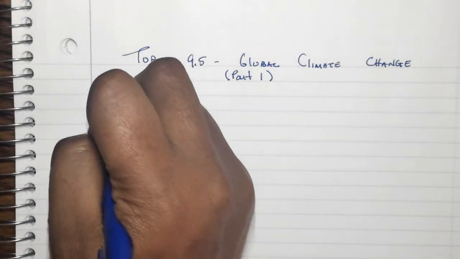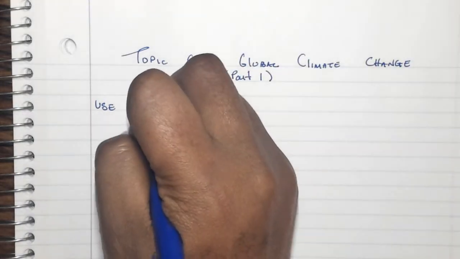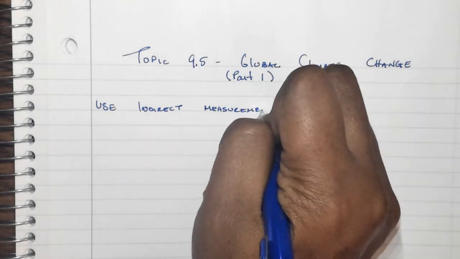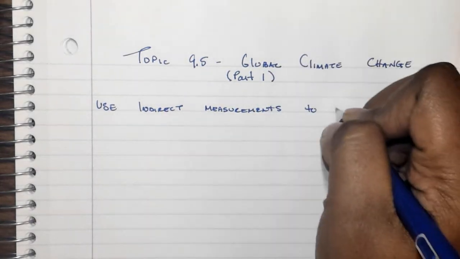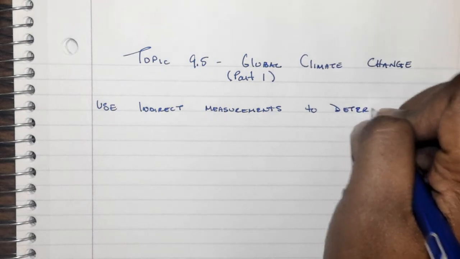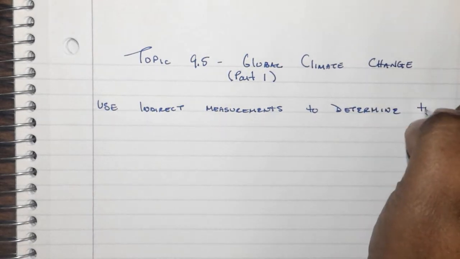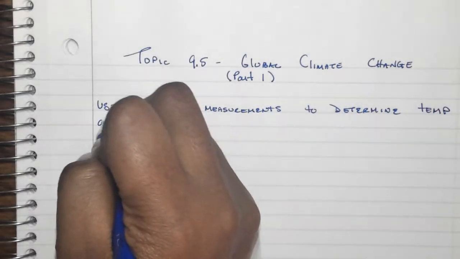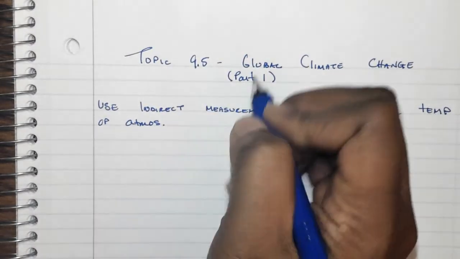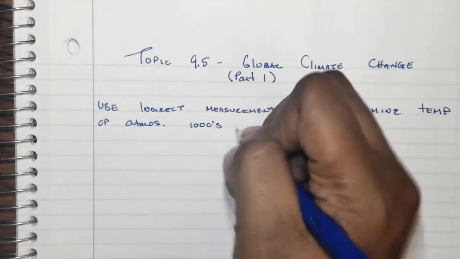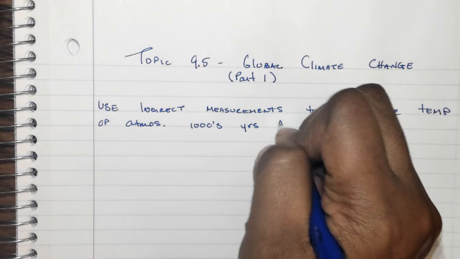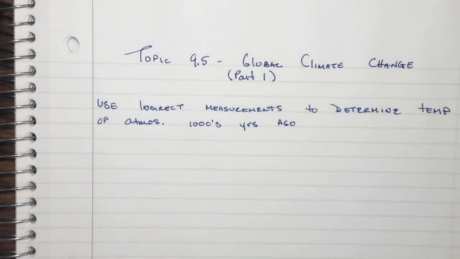So starting with that, we use indirect measurements to determine the temperature of the atmosphere. Obviously, it has to be indirect. Now, sometimes Ms. Johnson abbreviates things. Do you guys know what I'm writing here? Okay, good.